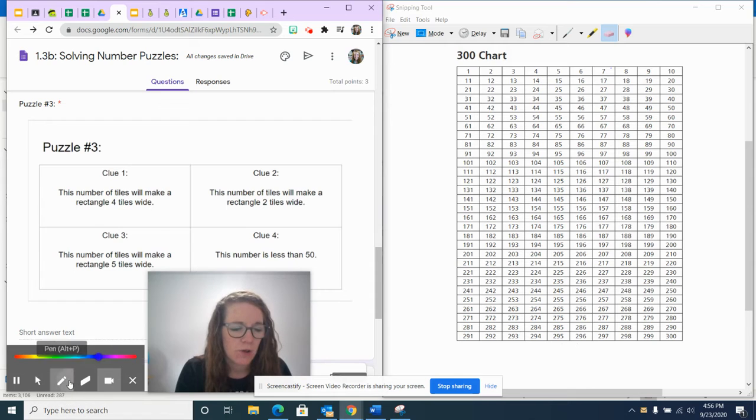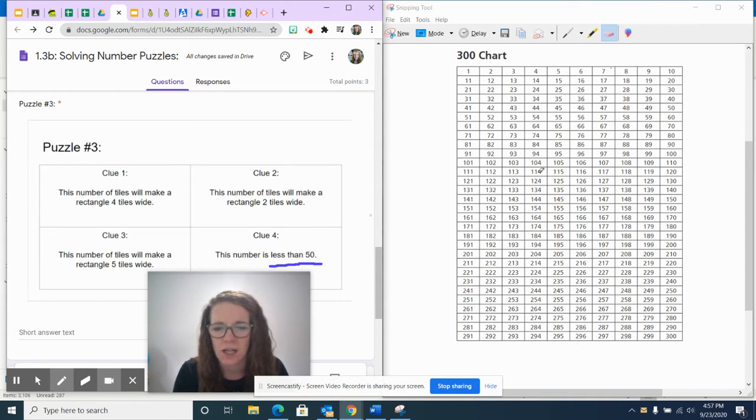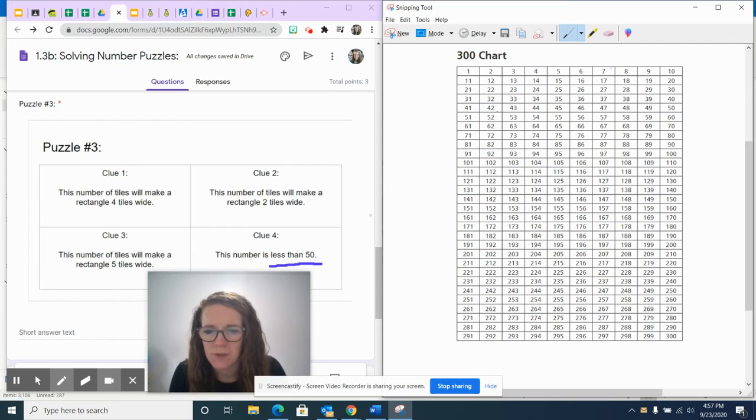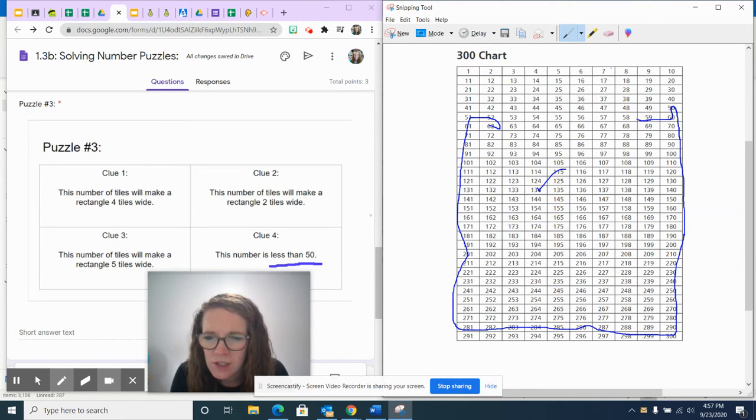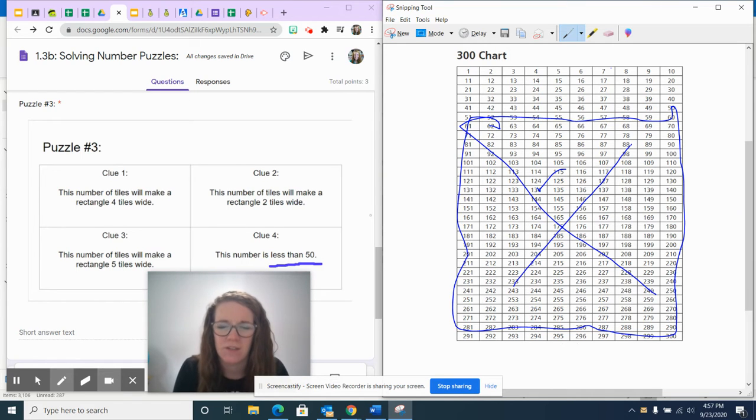So I am going to go ahead and look at these clues, and I think that less than 50 is going to eliminate a lot. So I'm going to go over to my 300s chart, and if it's less than 50, that means it can't be 50 or bigger, right? So I'm going to go ahead and get rid of all of these. I'm just going to quickly cross these out, 50 included. It cannot be any of these. All right, so we know it's 1 through 49. Now, let's put a check mark here.